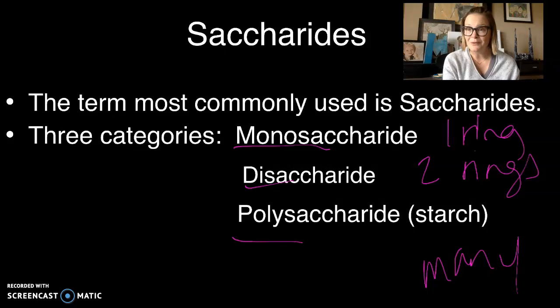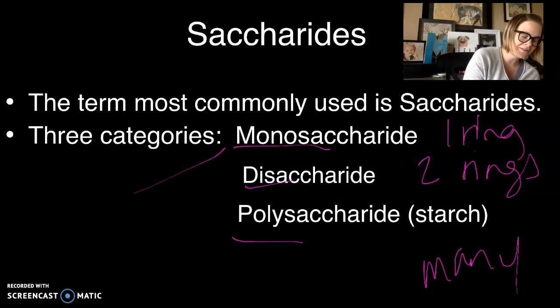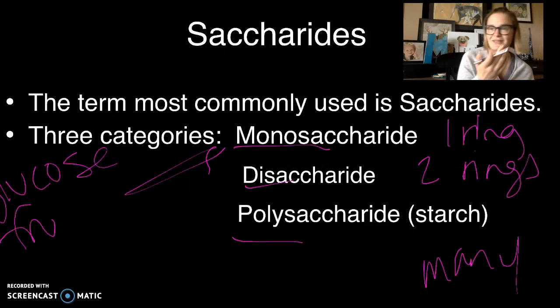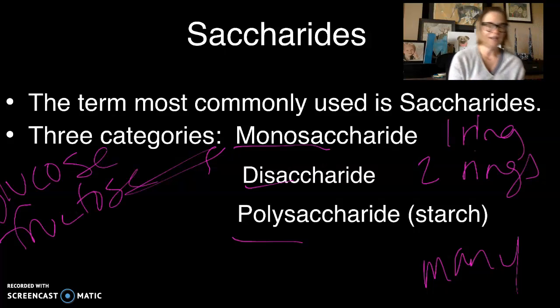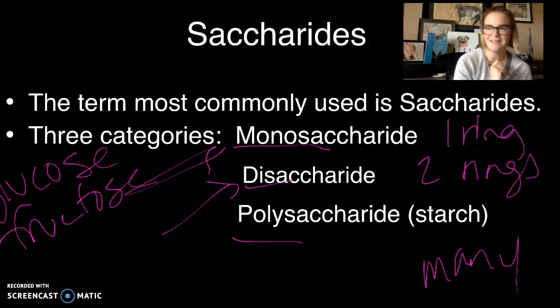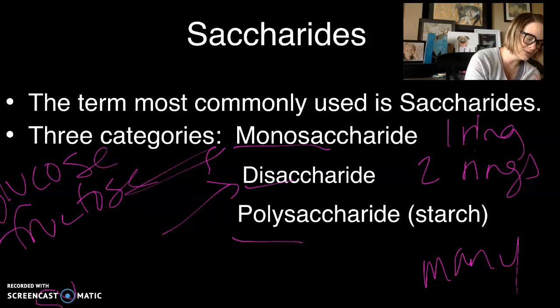So some examples, a monosaccharide would be like your blood sugar, which is glucose. Fruit or vegetable plant sugar is fructose. And when you take those two and you link them together, so you've got a ring of glucose and a ring of fructose, you end up with what's called a disaccharide. And that's an example of your table sugar. Table sugar, I'm going to write, is sucrose.